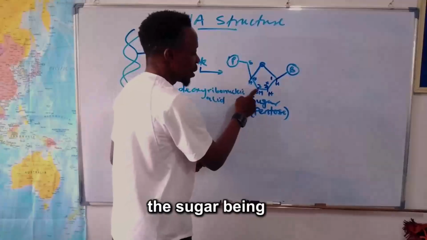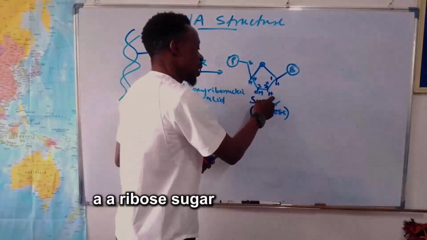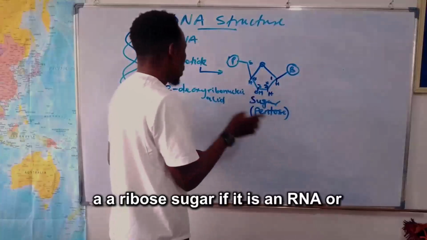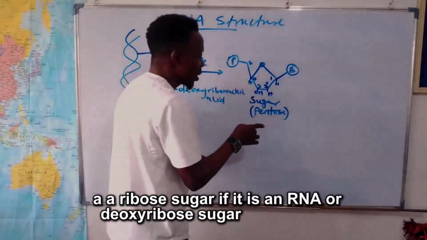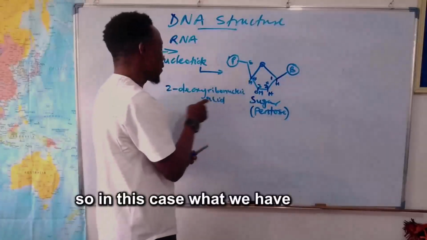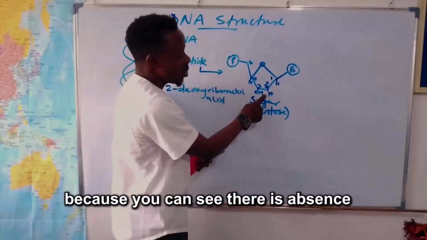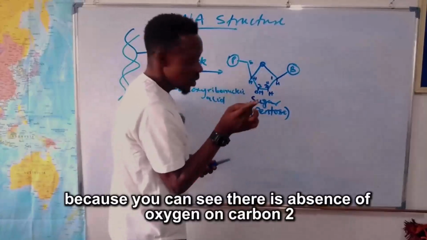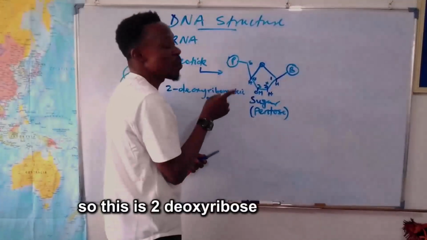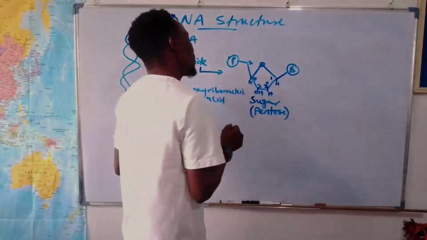The sugar being a ribose sugar if it is an RNA, or deoxyribose sugar if it is a DNA. So in this case, what we have here is a deoxyribose, because you can see there is absence of oxygen on carbon 2. So this is 2-deoxyribose nucleic acids. Please take note of that.